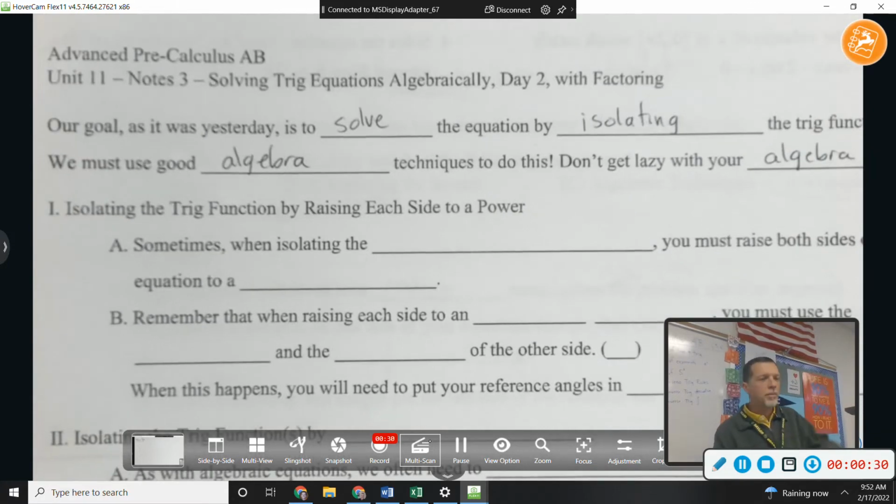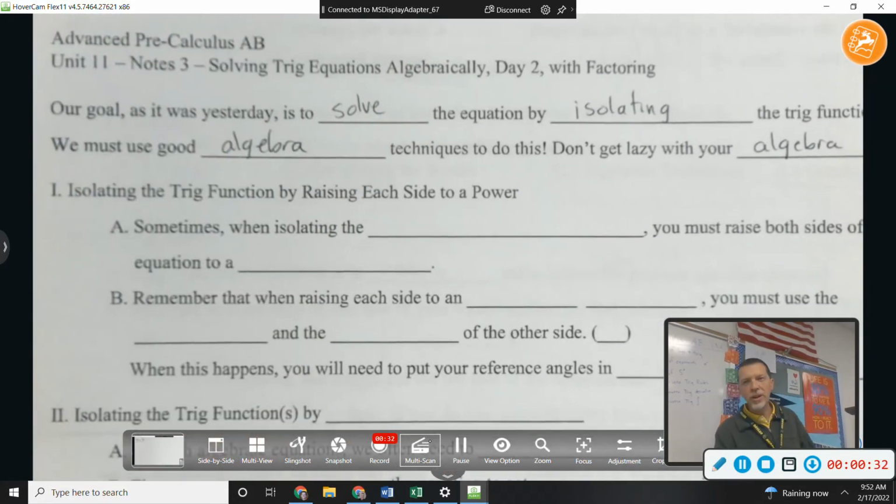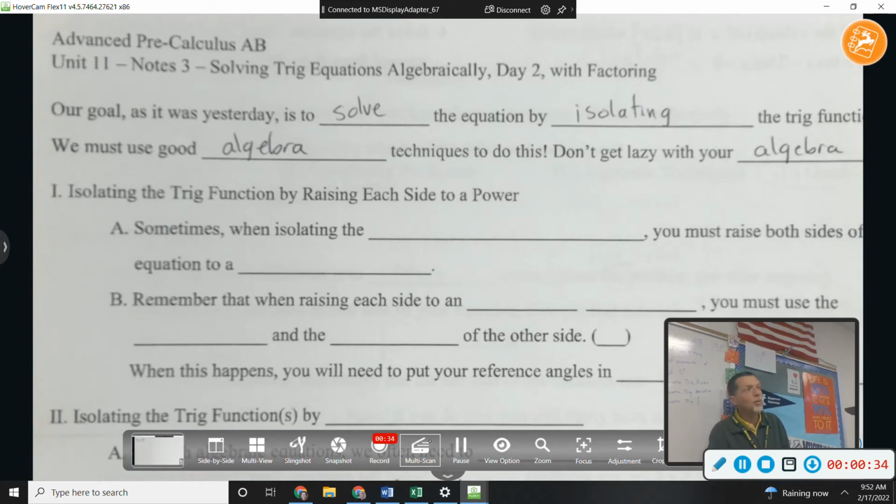So today is a combination of algebra and trig. Yesterday was all trig. The warm-ups were all algebra. Today we'll put them together.